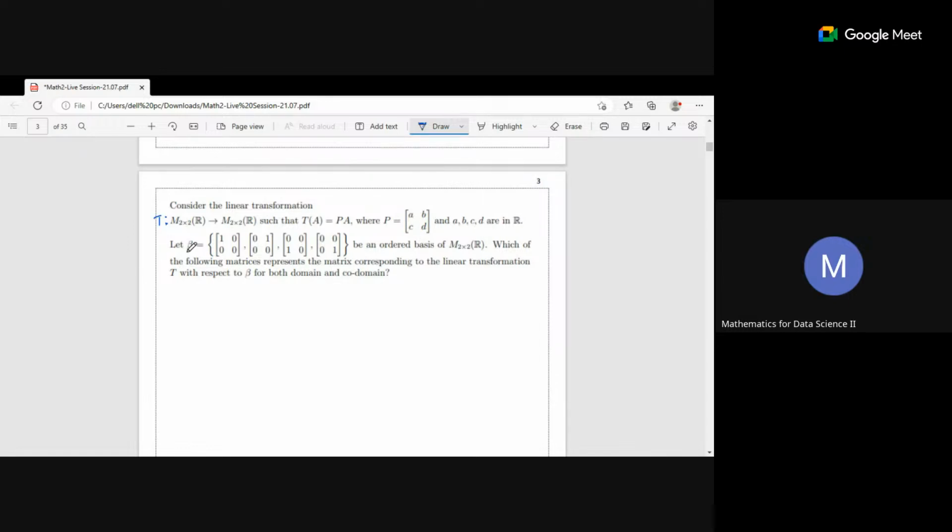Okay. So now if you are considering this ordered basis beta for both domain and codomain, what is the matrix corresponding to this linear transformation with respect to the basis beta for both domain and codomain? So can you tell what are the steps involved? What are the steps involved here?